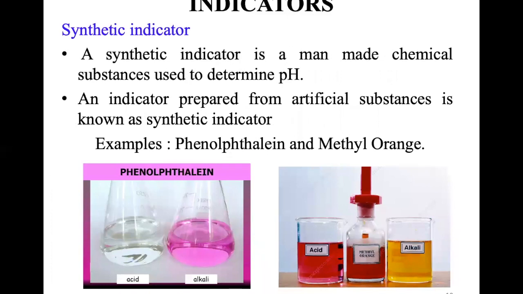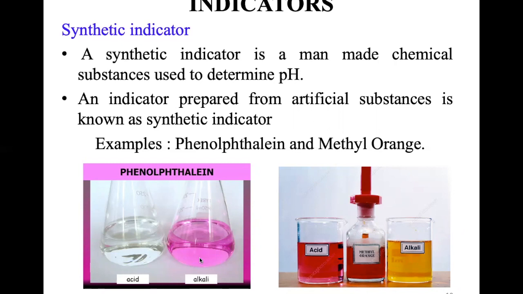Now, let us come to the indicators that are synthetic in nature, and here we are going to learn two types of synthetic indicators. One is phenolphthalein and one is methyl orange. Phenolphthalein in acid, there is no change in color. How does phenolphthalein look? Phenolphthalein is absolutely colorless. So when it is put in acid, the acid remains colorless. When it is put in base, the base will become pink.